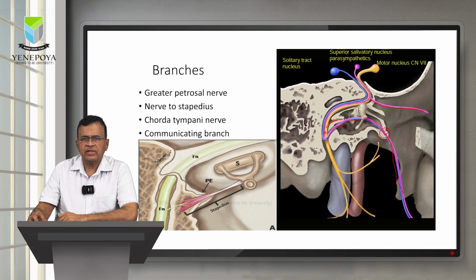So, because of this branch, whenever there is herpes zoster infection of the geniculate ganglion of the facial nerve, along with the facial palsy, lower motor neuron type of facial palsy, the patient will have severe shooting pain and vesicles in the area of distribution of Arnold's nerve or Alderman's nerve, that is the auricular branch of the vagus, because of the connection or communicating branch.